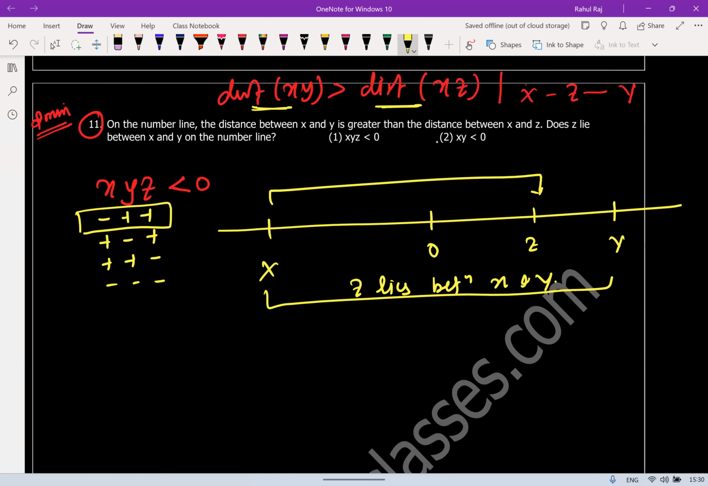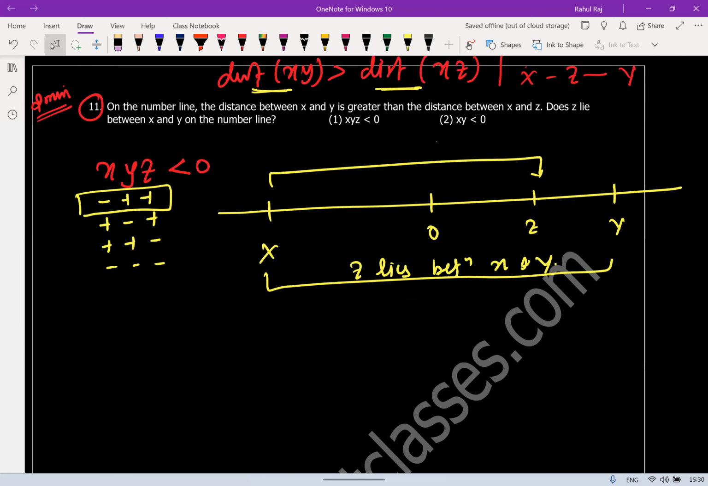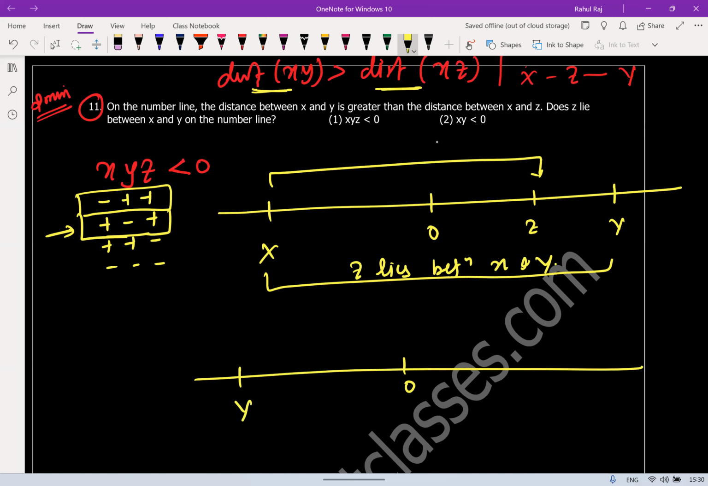Agreed? Now, the second situation. I'm taking now this second case where x is positive, y is negative, and z is positive. Imagine this is 0, this is y, this is x, and this is z. Can I say that I'm satisfying the condition given to me in the question, that the distance between x and y is greater than the distance between x and z? Yes or no? Right? Yes. But in this case, z does not lie between x and y.